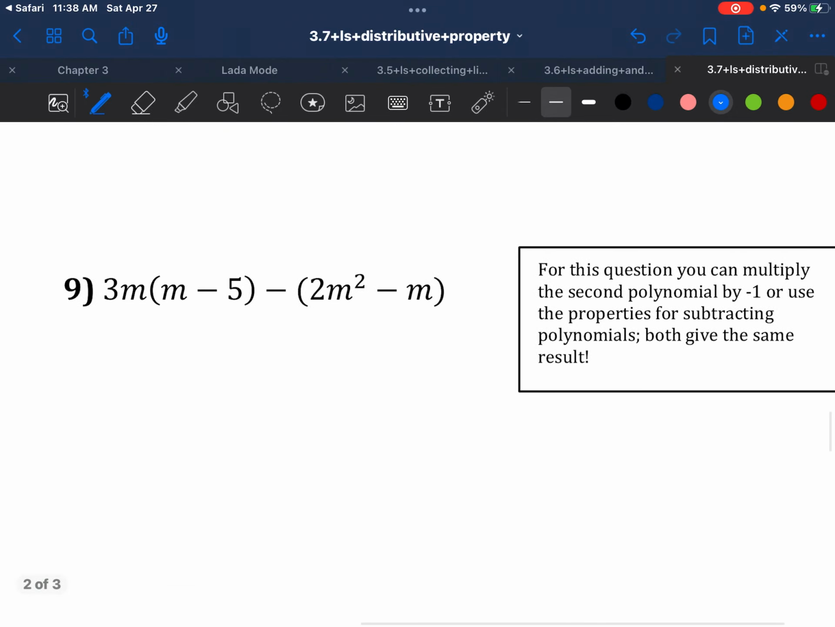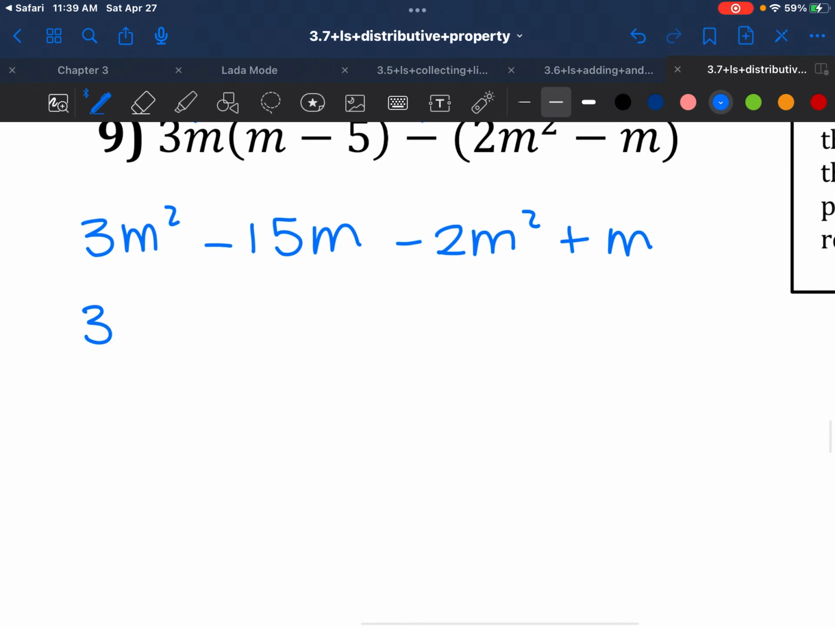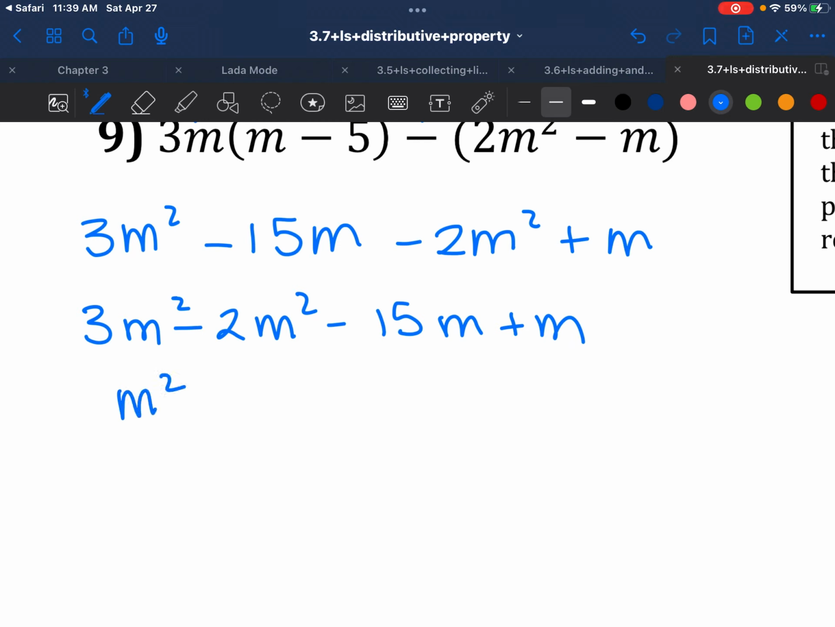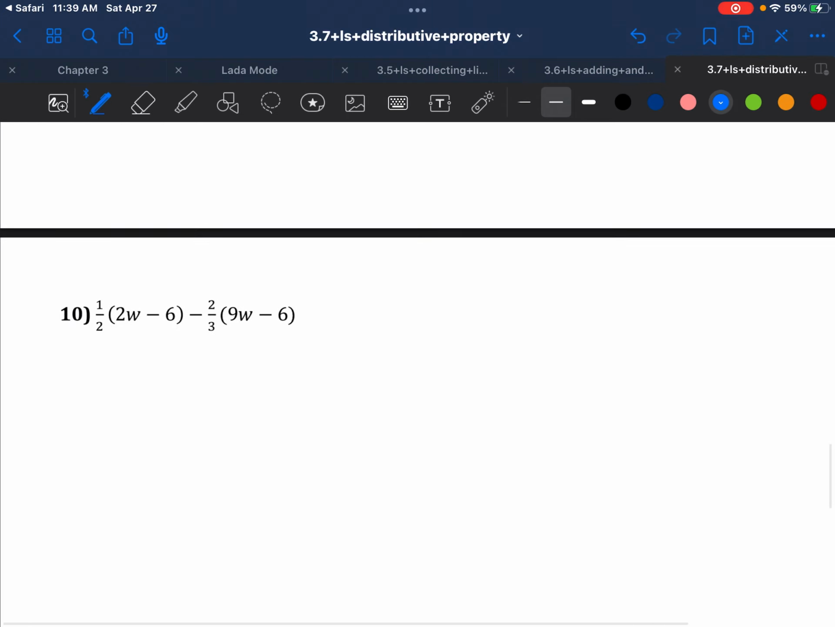This one's a little bit bigger. So let's go here and here. So 3m squared minus 15m minus 2m squared plus m. Now let's rearrange this. Oh, 14m. That's our answer.